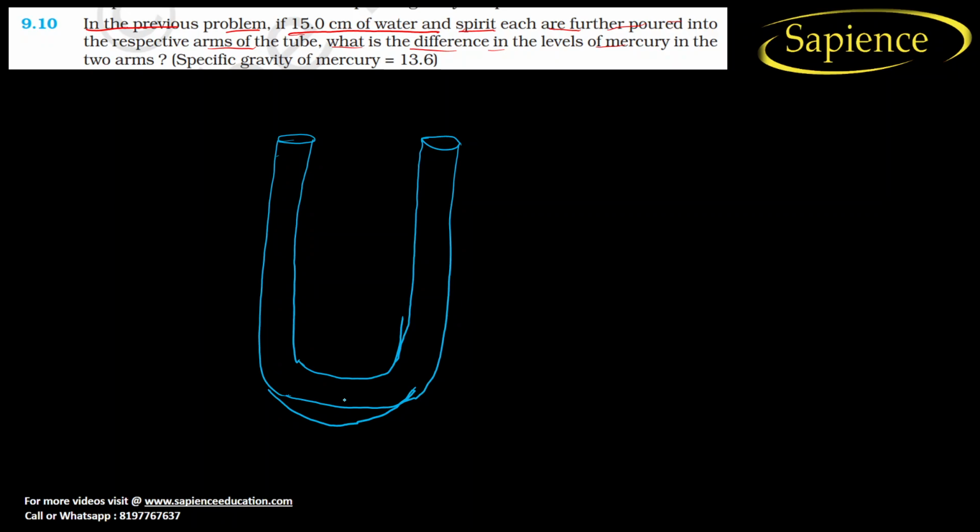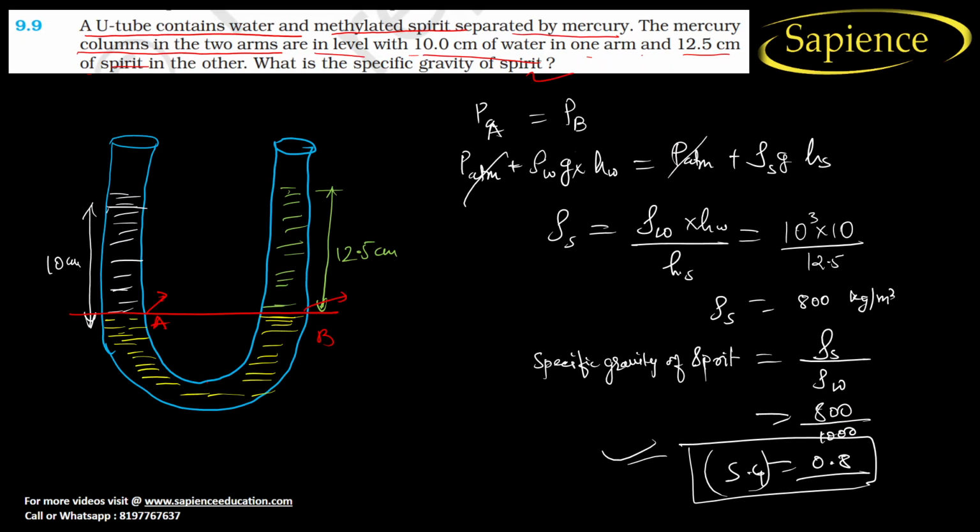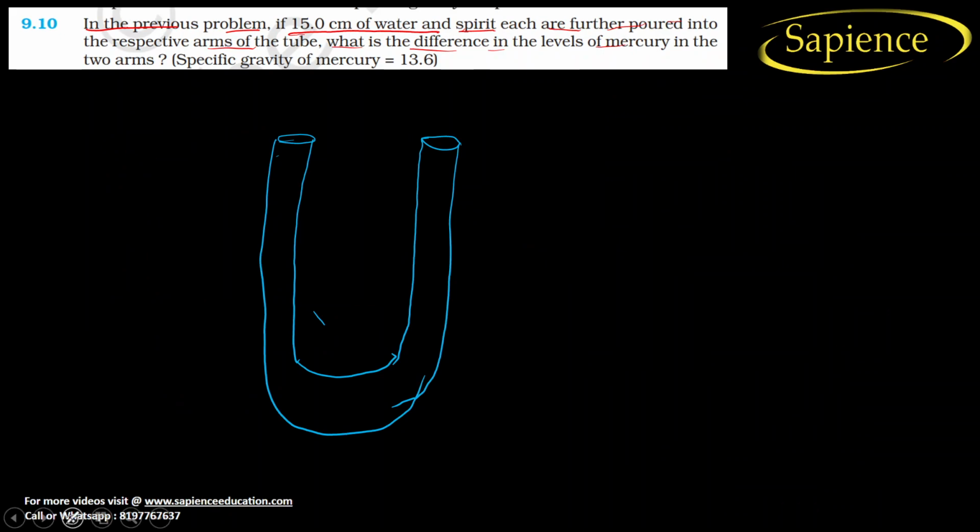Okay, so this is prepared. I have made this figure. Got it? Now in this, we have put some mercury. So the thing is that we have put some mercury, right?